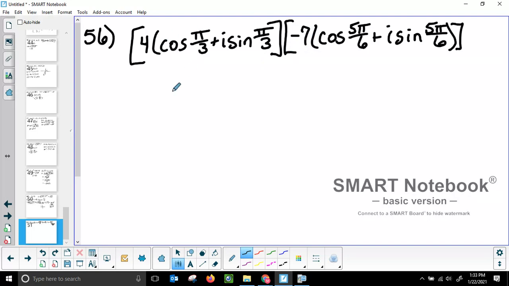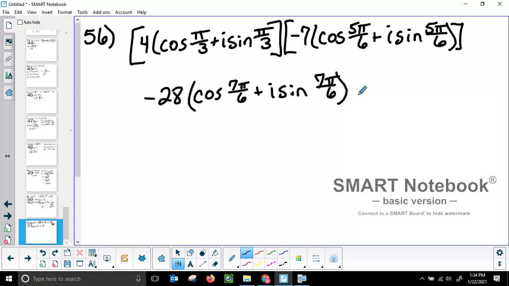All we do is multiply the r's, so 4 times negative 7 is negative 28. And then we add the thetas. This is really just 2 pi over 6. So 2 pi over 6 plus 5 pi over 6 is 7 pi over 6. So cosine of 7 pi over 6 plus i sine of 7 pi over 6. And we are done.